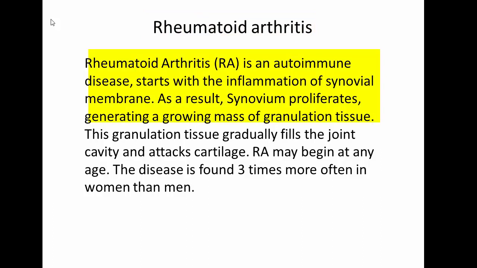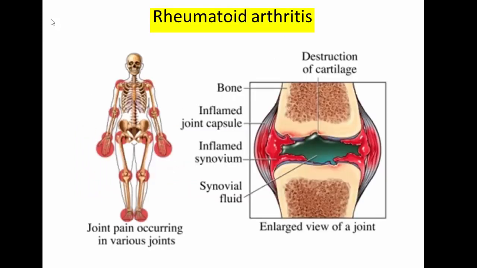Rheumatoid arthritis. Rheumatoid arthritis, RA, is an autoimmune disease, starts with the inflammation of synovial membrane. As a result, synovium proliferates, generating a growing mass of granulation tissue. This granulation tissue gradually fills the joint cavity and attacks cartilage. RA may begin at any age. The disease is found 3 times more often in women than men. Destruction of cartilage.